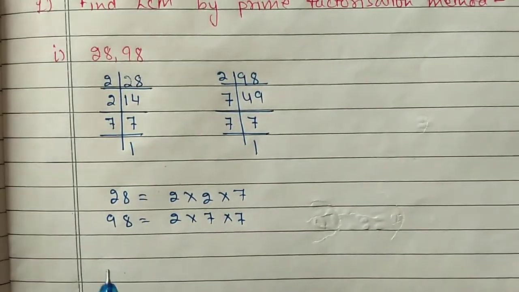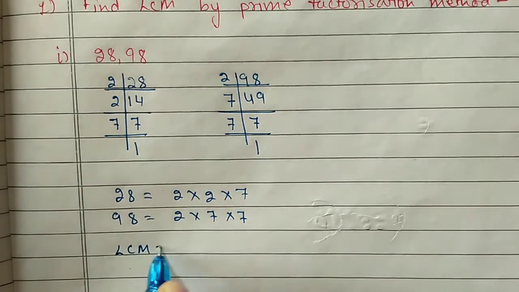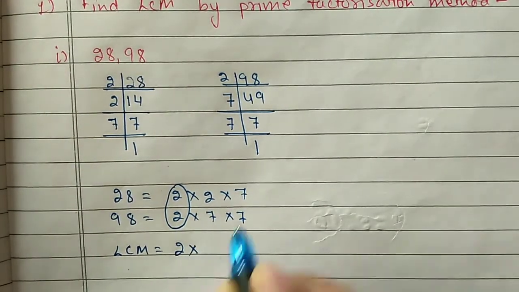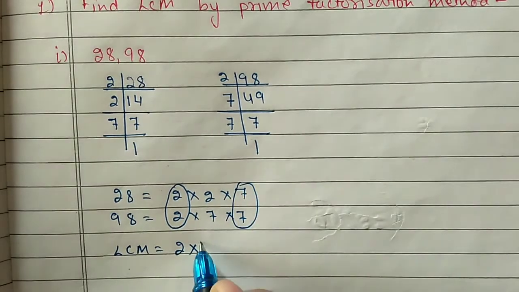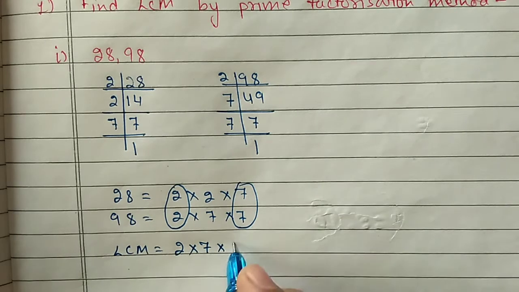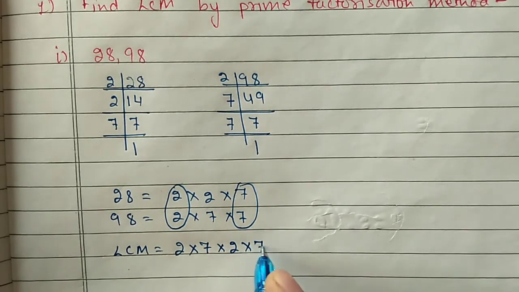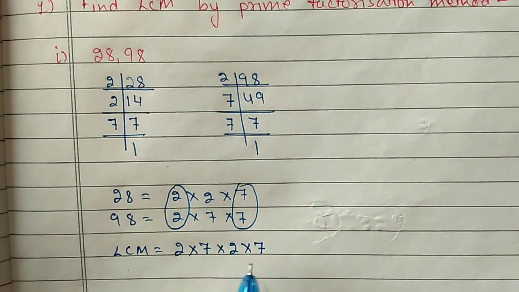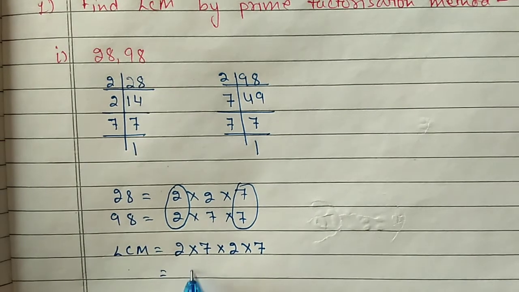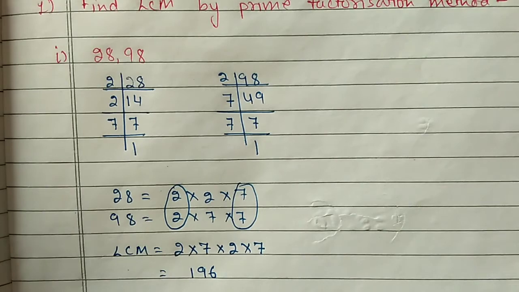So first we will take out the common numbers. This 2 is common in both the numbers and this 7 is common. After taking out the common, the leftover numbers we have to write. 2 is leftover and 7 is leftover. Then you have to multiply these numbers, 2 into 7, 2 into 7. So we'll get 196 here.